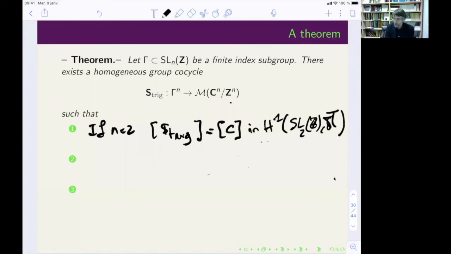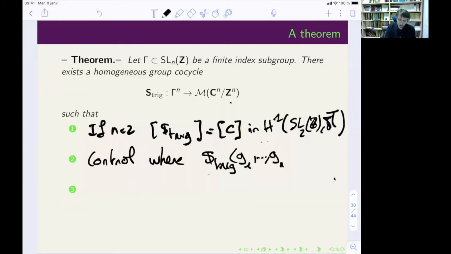What is the second part of the theorem? The second part of the theorem is a control of the locus where the form associated to an n-tuple of elements in gamma is regular. So that's a good thing, because then it means that you know where you can evaluate these meromorphic functions. And the third part of the theorem, I mean, is the Hecke equivariance that we are expecting.